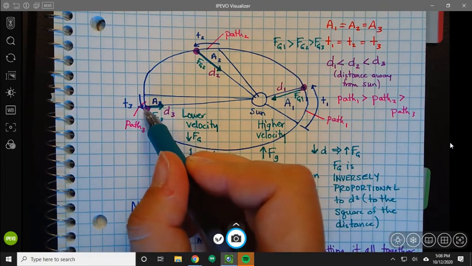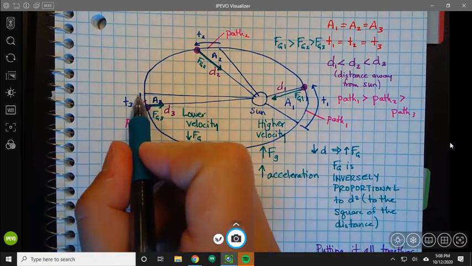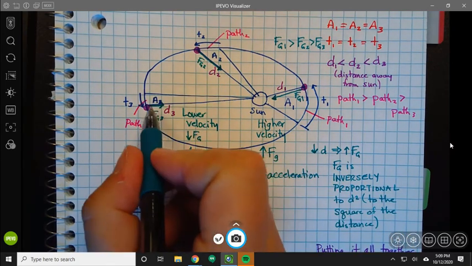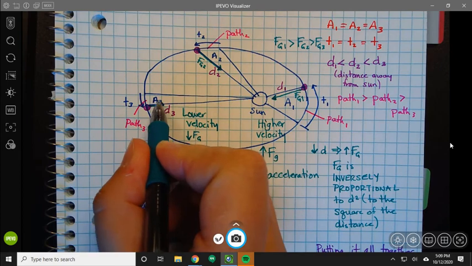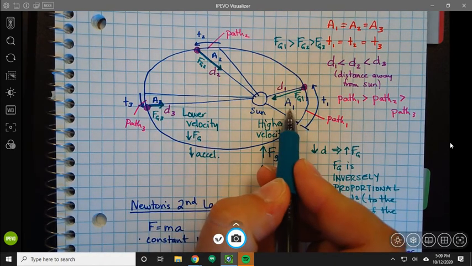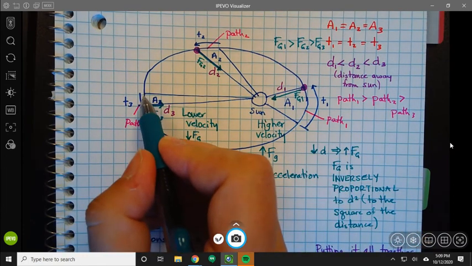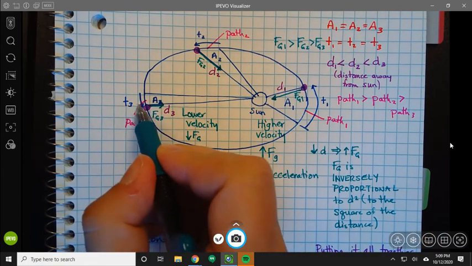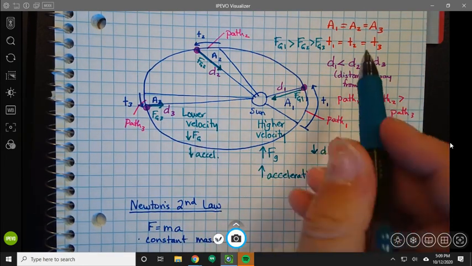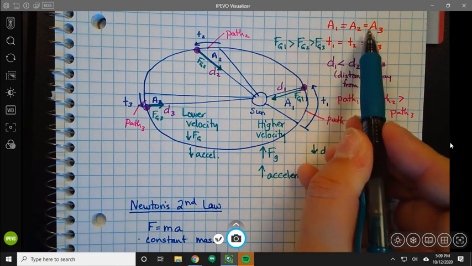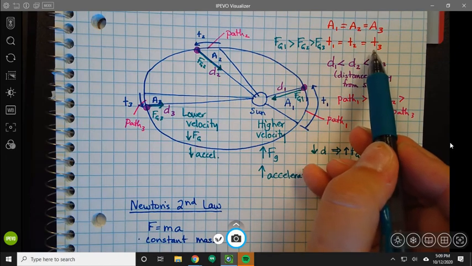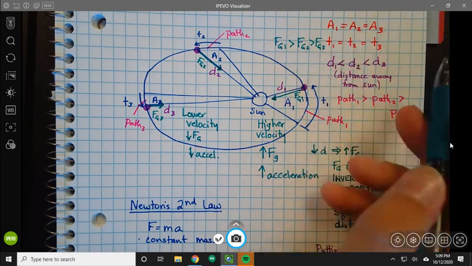Then we're going to look at the third position. This is T3. If that was a week and that was a week, then this has to be a week. This is area 3, that's a little 3 right in there. So area 3 is the same as area 2, is the same as area 1. This is the path that the planet travels in T3. And so we have all of that information over here. Area 1 is equal to area 2 is equal to area 3. Time 1 is equal to time 2 is equal to time 3. That's all stuff that we've been talking about so far.